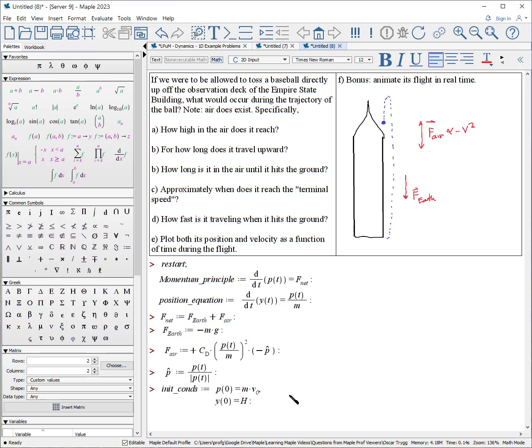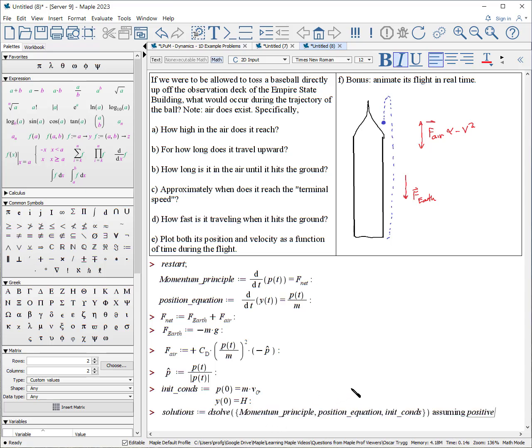As before, we must give it initial conditions. We'll say that the ball has some mass m, the mass of a baseball, and is thrown up with its initial velocity v0. And its initial height is height h, the height of the observation deck on the Empire State Building.